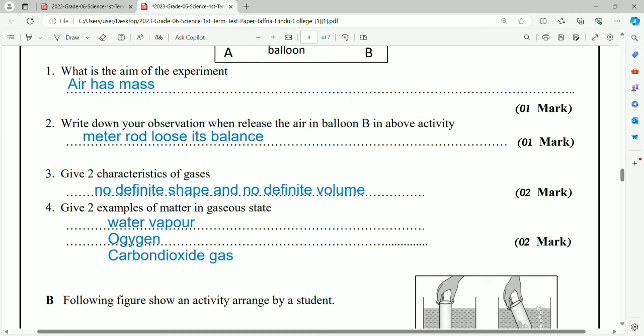Gas: no definite shape, no definite volume. This is the characteristics of gas. Characteristics of solid: has definite shape, has definite volume. Liquid: no definite shape but has definite volume.